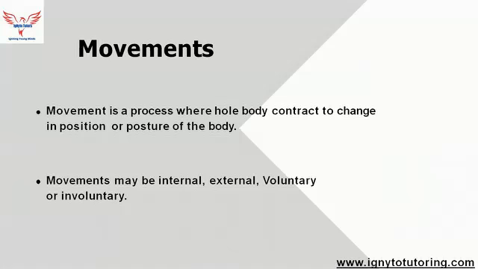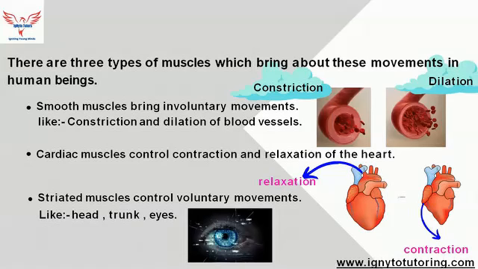Movement is a process where the body contracts to change the position or posture of the body. So movements can be internal, external, voluntary or involuntary. There are 3 types of muscles which bring about these movements in human beings: smooth muscles, cardiac muscles, and striated muscles. Smooth muscles bring involuntary movements like constriction and dilation of blood vessels. Cardiac muscles control contraction and relaxation of the heart, and the striated muscles control voluntary movement.